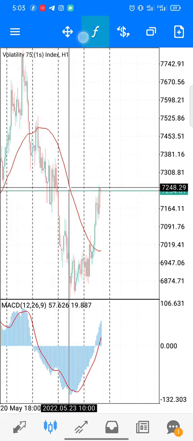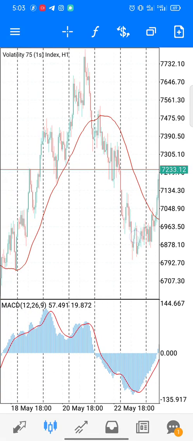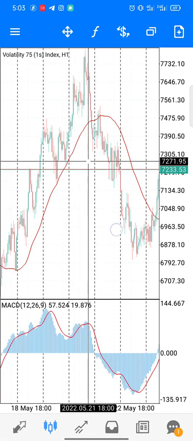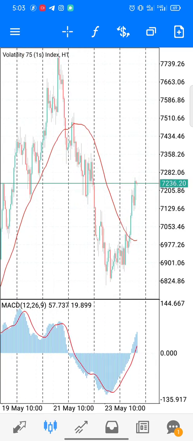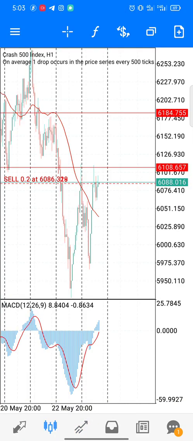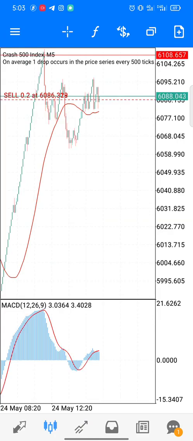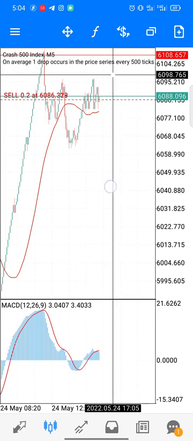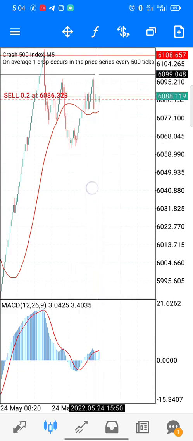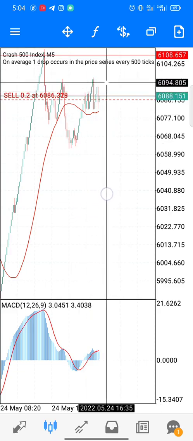because we're seeing some reaction at this resistance level right here. Let me shift it out for you to see. Look, this is a very strong resistance level, and the market is actually reacting to it. So we just need to wait to see whether the market is going to break through or it's going to reverse to the downside. Yeah, so the Crash 500 trade which I took is still ongoing, still loading, guys.